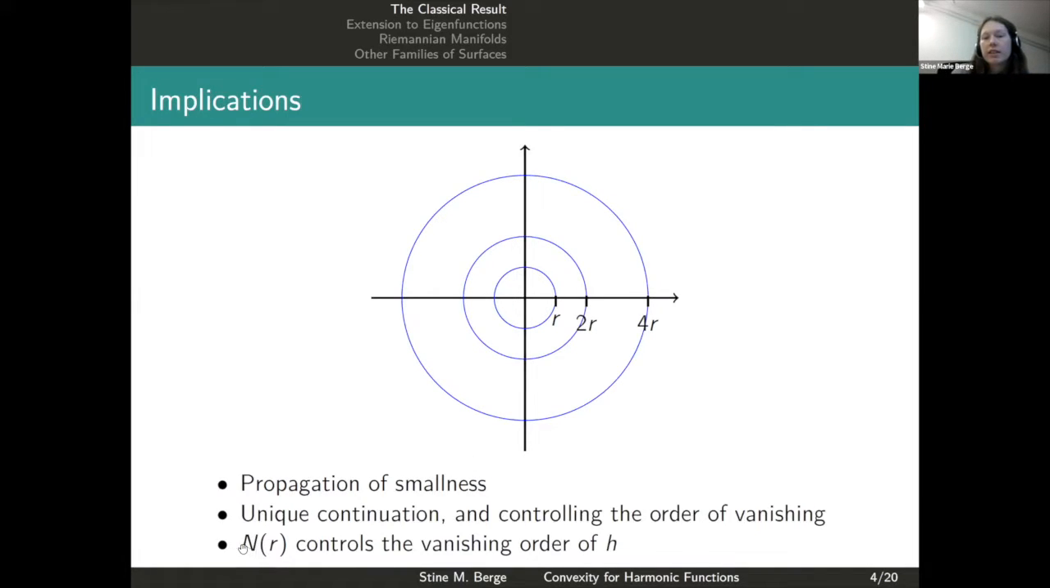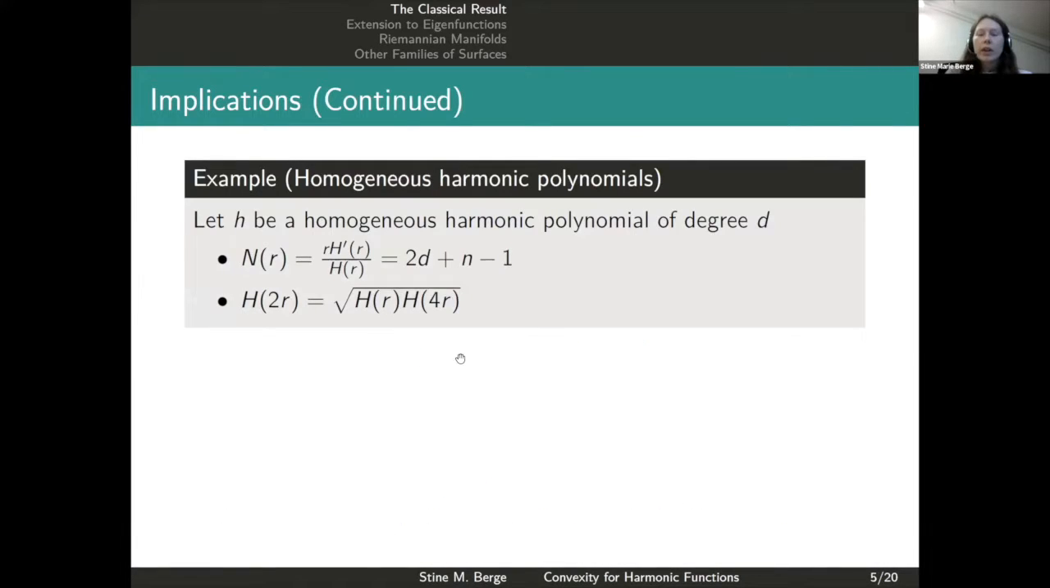And finally, the frequency function controls the vanishing order of h. There are results saying that if you know what this quantity is, then you have good control over how fast your harmonic function can vanish. In the case of homogeneous harmonic polynomials, we know that the result is sharp. If you do the calculation and see what the frequency is, it is simply the degree of the harmonic polynomial, the homogeneous harmonic polynomial, plus some things that depend on the dimension you are in.